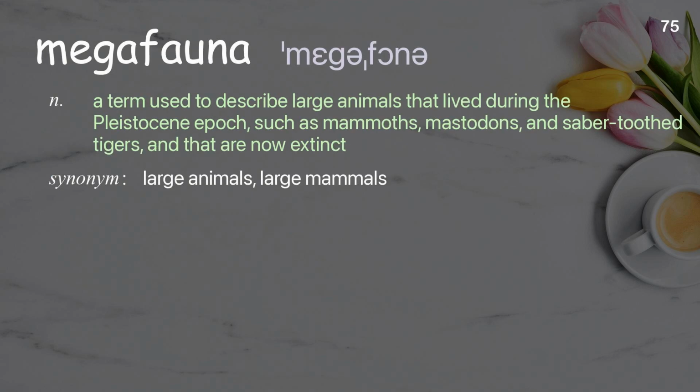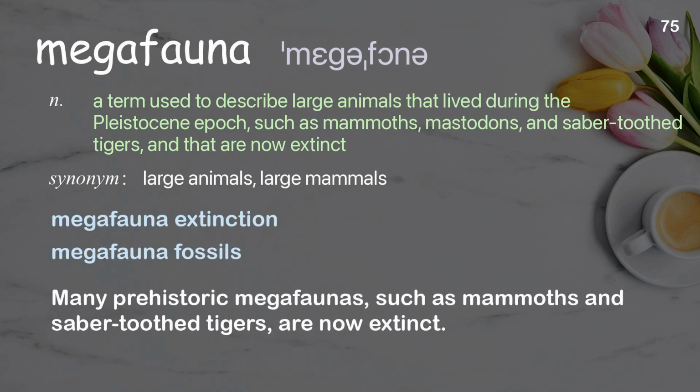Megafauna. A term used to describe large animals that lived during the Pleistocene epoch, such as mammoths, mastodons, and saber-toothed tigers, and that are now extinct. Examples: Megafauna extinction. Megafauna fossils. Many prehistoric megafaunas, such as mammoths and saber-toothed tigers, are now extinct.